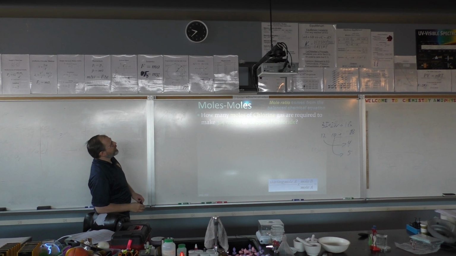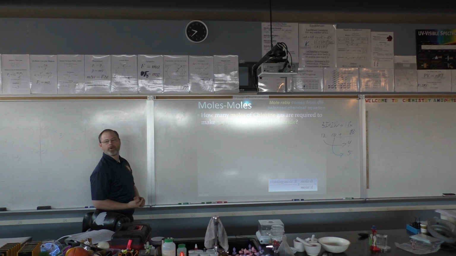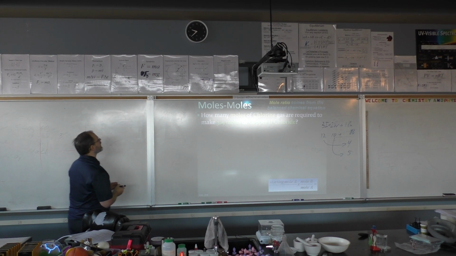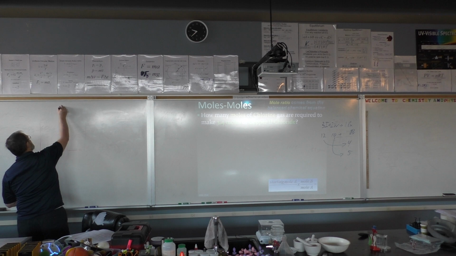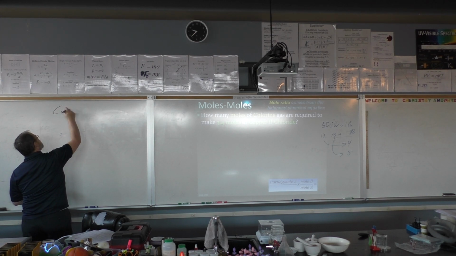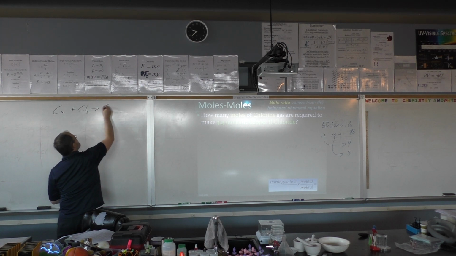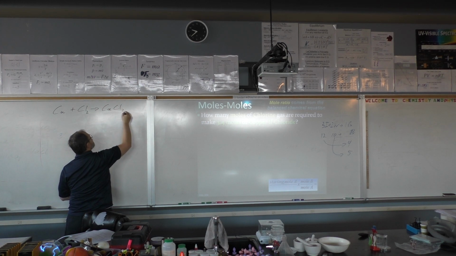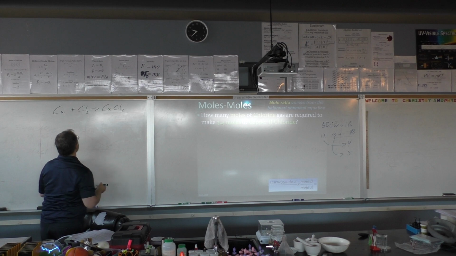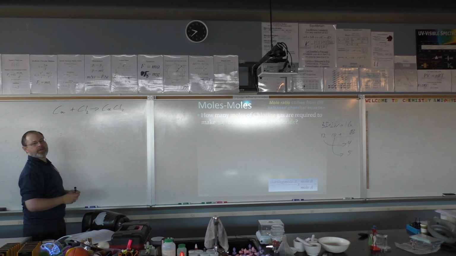How many moles of chlorine gas are required to make 3.4 moles of copper(II) chloride? Does anyone know what the ratio is right off the top of your head? No. We've got to come up with a balanced chemical equation. So we're going to add some chlorine to some copper, and we're going to make copper(II) chloride. So that's our chemical equation.